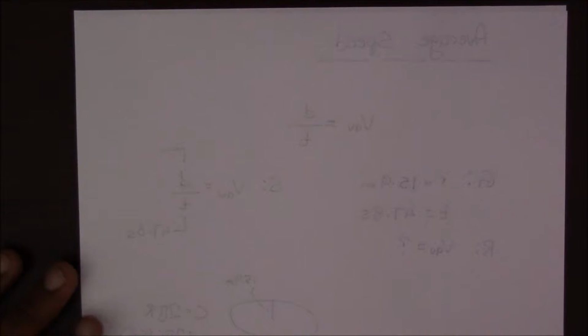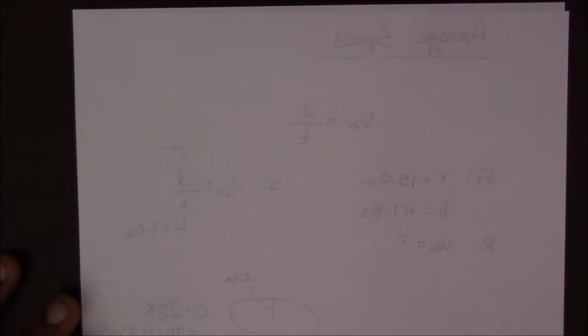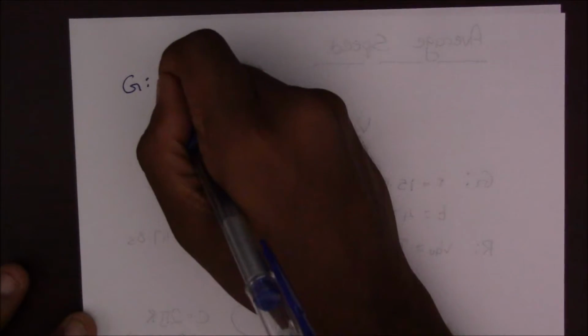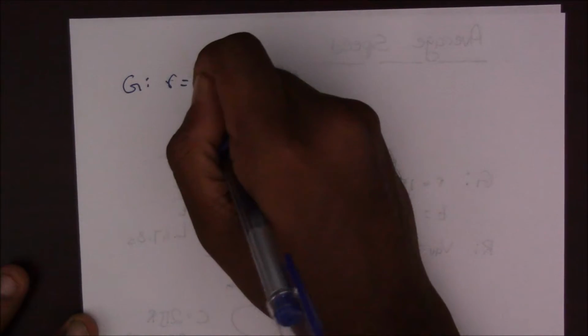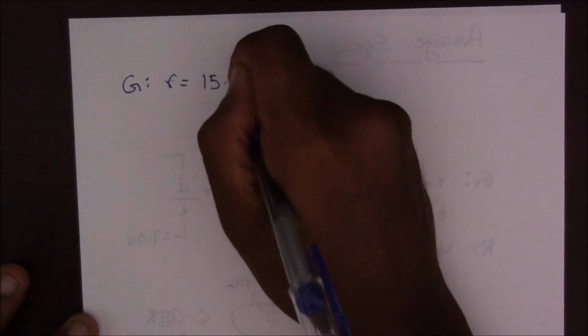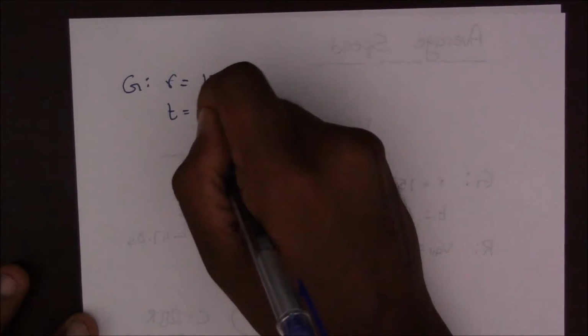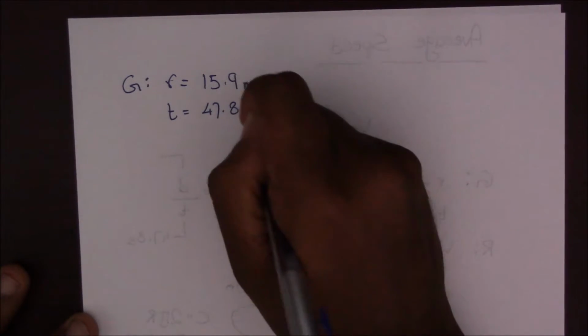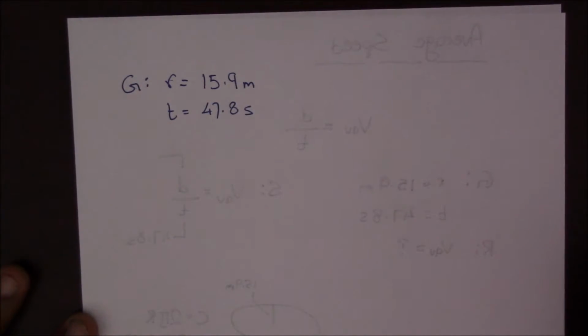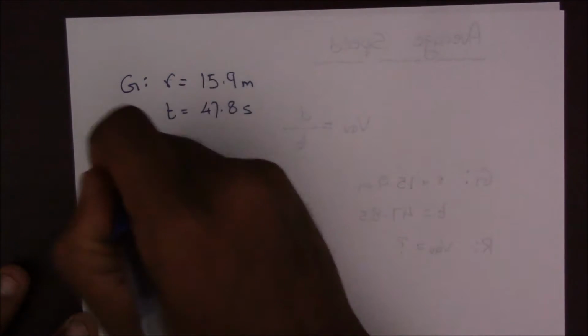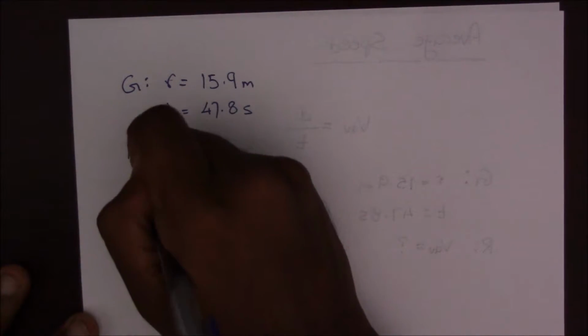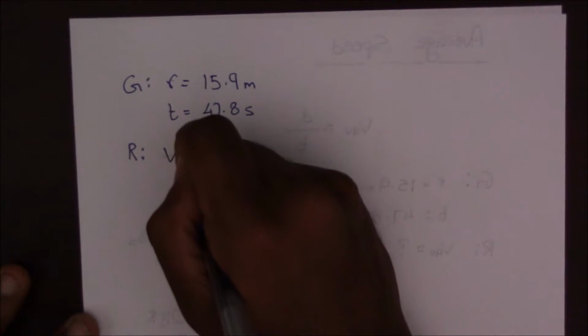Alright, so before we start, let's write down what we are given in this question. We're given the radius of the track. So radius is equal to 15.9 meters. Next, we're given the time that it takes to run. Time is 47.8 seconds. Now let's go into the required section. What are we required to find? The average velocity.